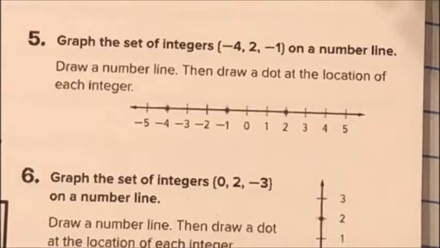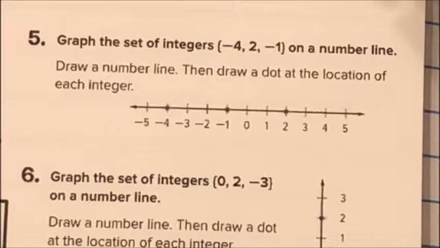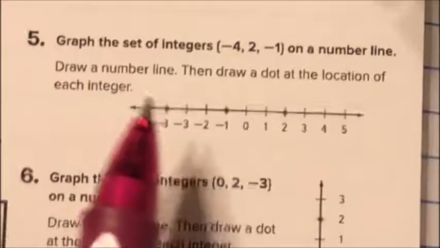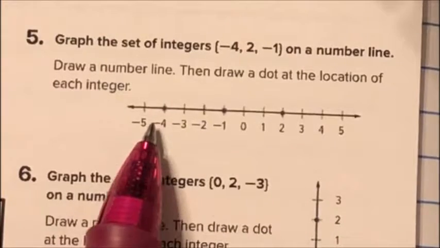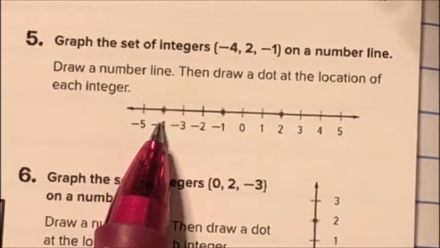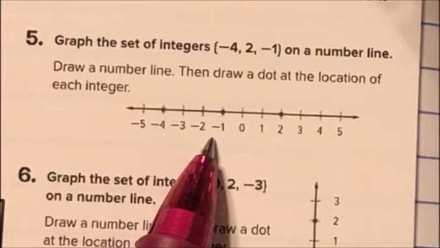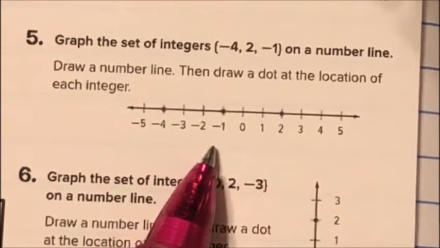Example 5, graph the set of integers -4, 2, and -1 on a number line. So again, I draw my number line. There's -4, I make a point. 2, I make a point, and -1, I make a point.